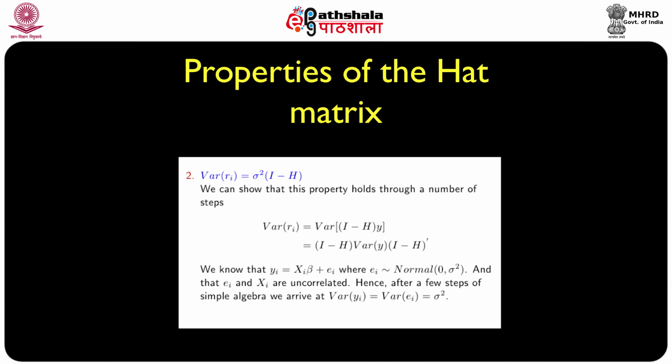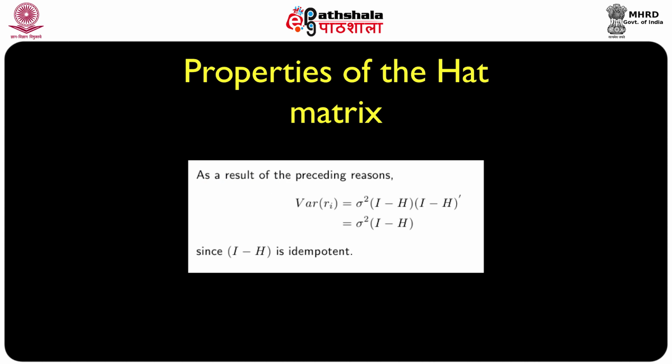We know that yi equals xi beta plus epsilon i, where epsilon i follows a normal distribution with mean 0 and variance sigma square, and that ei and xi are uncorrelated. Hence, after a few steps of simple algebra, we arrive at the final result: the variance of yi equals the variance of ei equals sigma square. As a result, the variance of residuals Ri equals sigma square times (I minus H) times (I minus H) prime.